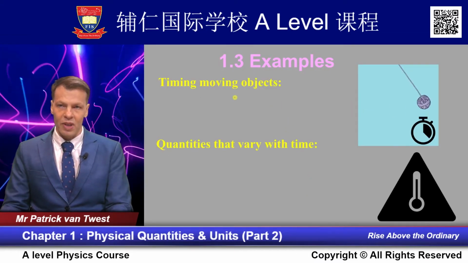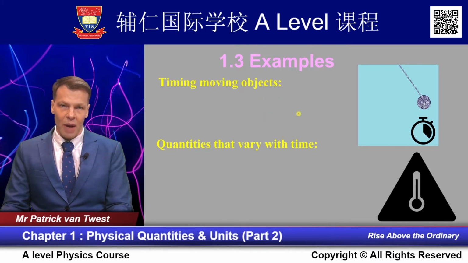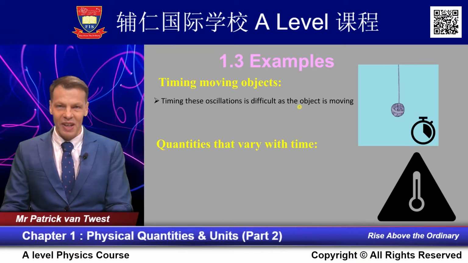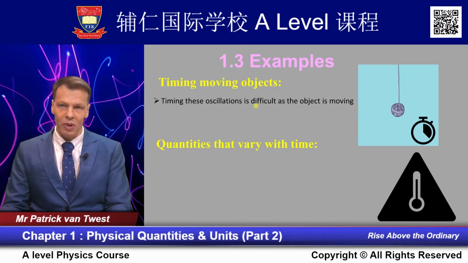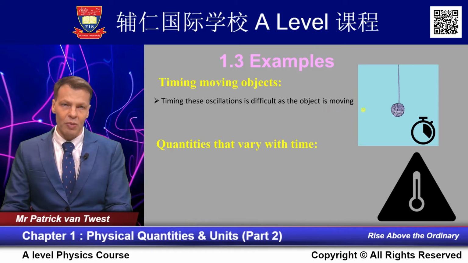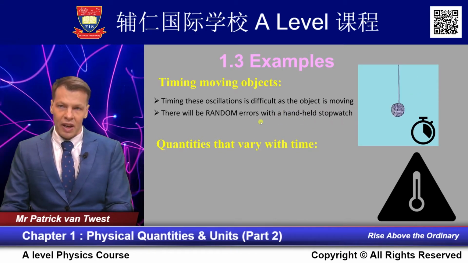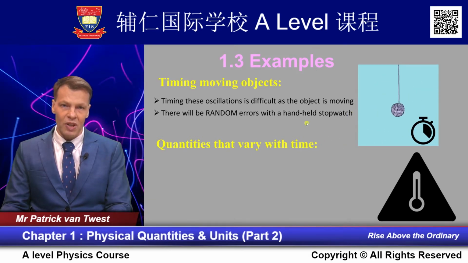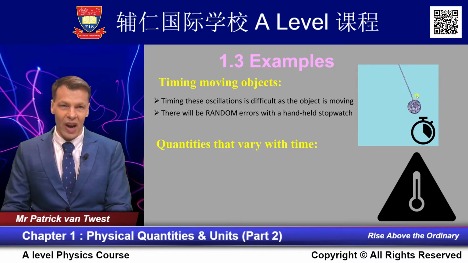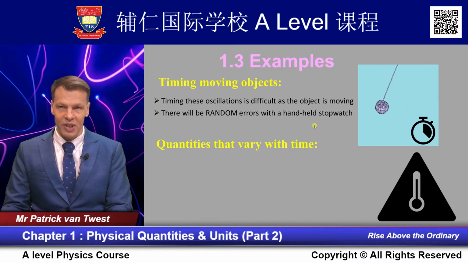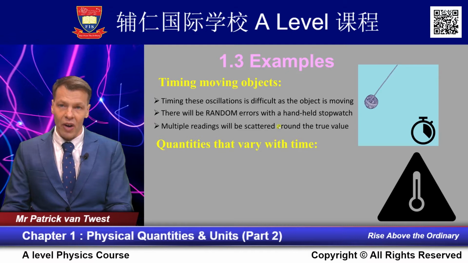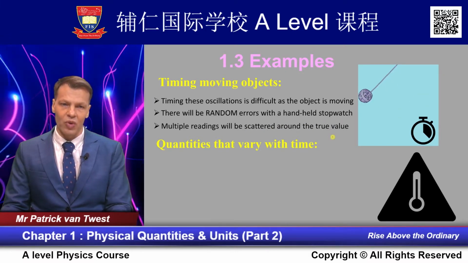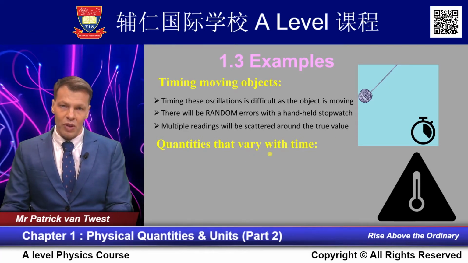Here's some other examples. If you ever try to time a moving object, like a pendulum, there goes that pendulum. Can you time it? Just say you're timing the period, for example. Timing these is very difficult because the object is moving. Okay, so there's going to be random errors when we try with a handheld stopwatch to measure this thing because we just don't know exactly with our eye exactly where it is at any point in time. And there'll be a random error when we take timings, and multiple readings will be scattered around the true value. Okay, what if you were to measure something like temperature?